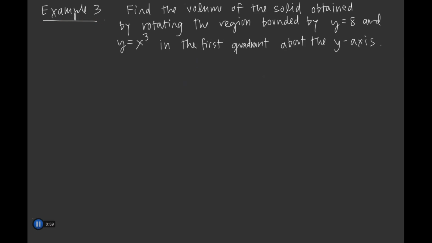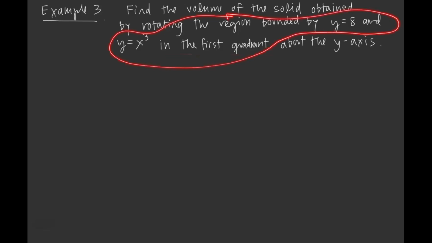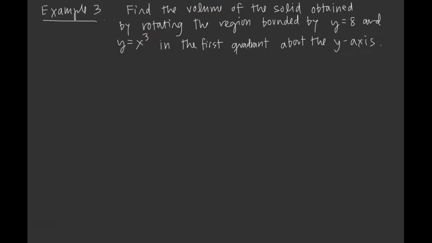We're on our third example, and we need to start rotating around different things. Okay, so here we're asked to find the volume of the solid obtained by rotating the region bounded by y equals 8 and y equals x to the third in the first quadrant. So all of this area here, we're going to rotate about the y-axis. So we finally get the y-axis.